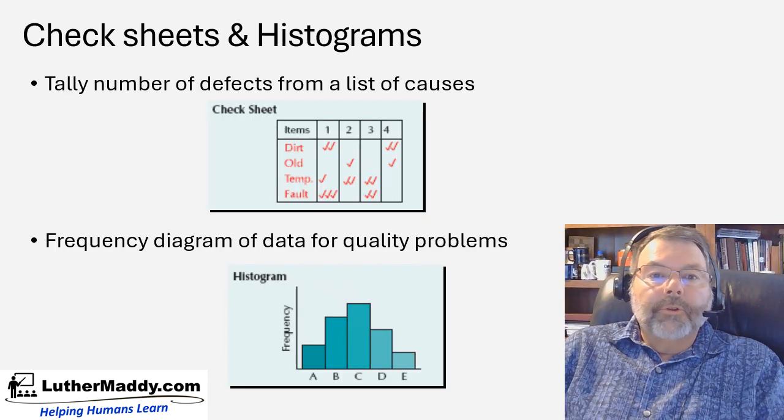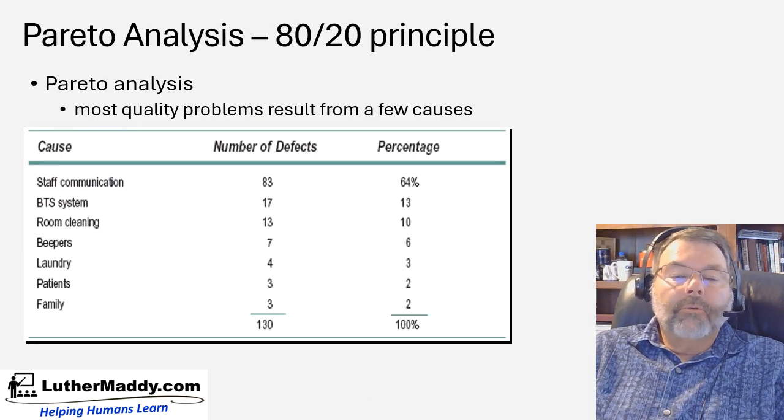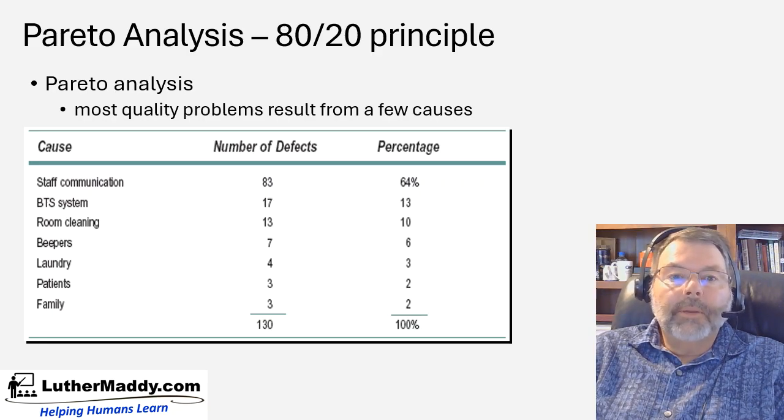Here are a couple of other simple tools that we might use in tracking quality. We could have a tally sheet or a check sheet that allows us to tally the numbers of errors for each element. Or we also have a frequency chart that will allow us to diagram the number of problems in each of the areas. Another tool we use in quality management is the Pareto analysis, sometimes called the 80-20 principle.